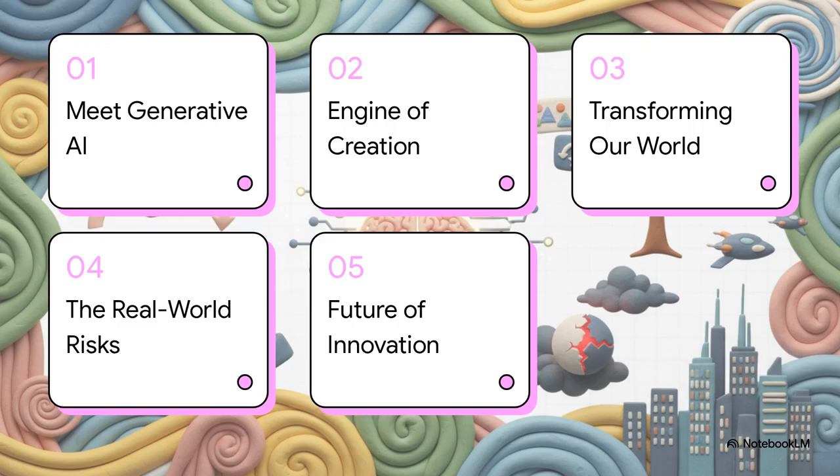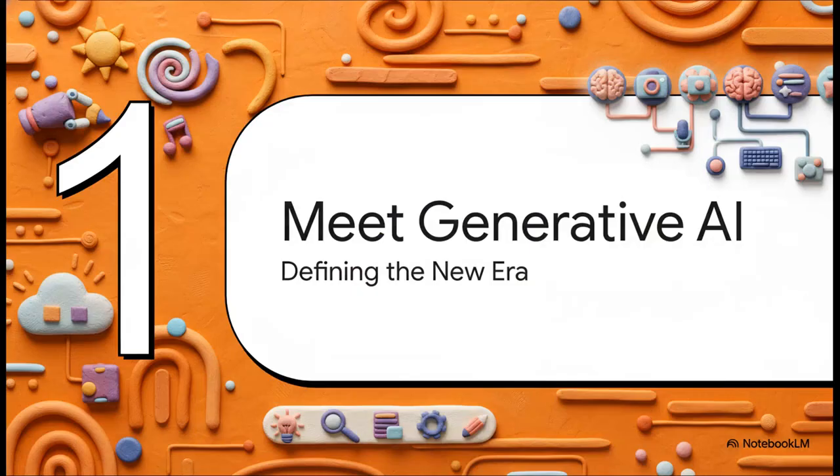Here is our roadmap for today. First, we'll meet generative AI. Then we'll peek under the hood at the engine of creation. After that, we'll see how it's transforming our world, neutrally examine the real-world risks, and finally, look ahead at the future of innovation. Let's jump right into Section 1, Meet Generative AI, defining the new era of creation.